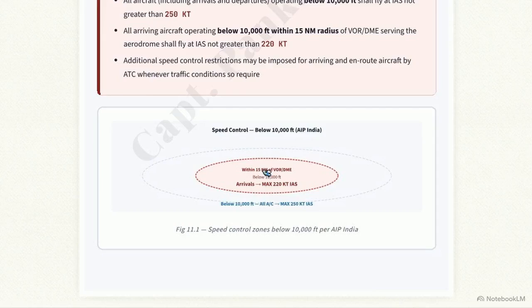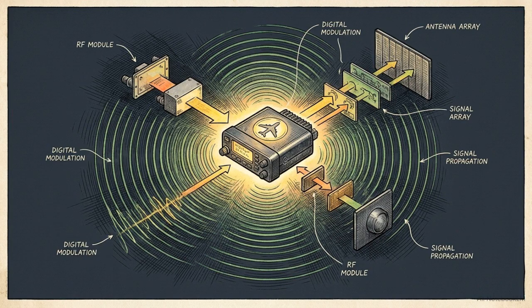This diagram outlines limits below 10,000 feet. All aircraft must fly at 250 knots maximum. Look at the inner red dotted oval. Arrivals within a 15 nautical mile radius of the VOR DME are restricted to 220 knots. ATC may suspend these rules when traffic conditions permit by using the phrase "no speed restriction."